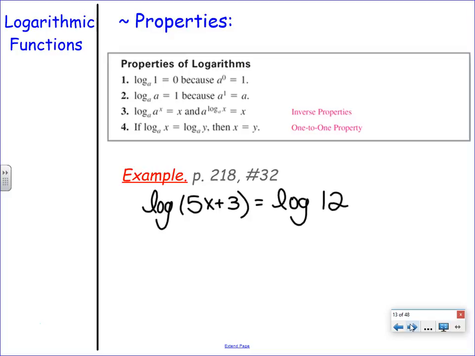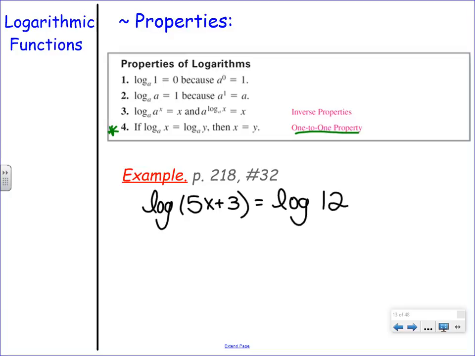Ooh, let's have some more fun. Properties. It's getting us closer to being able to solve some equations, kind of like the one-to-one stuff from exponential functions. And if you guys look, isn't there a one-to-one property of logarithms too? We're going to like it a lot, just like we liked that property for exponential functions.